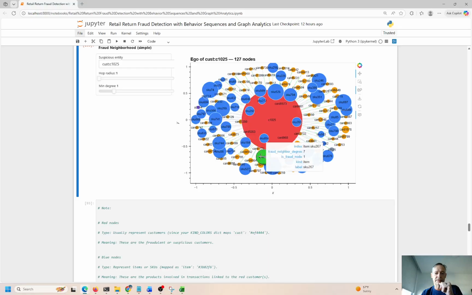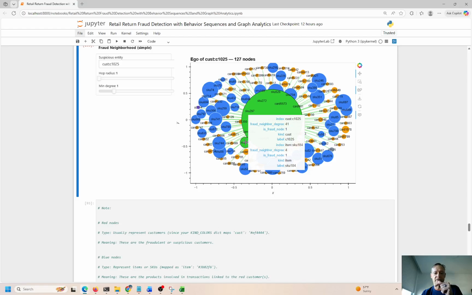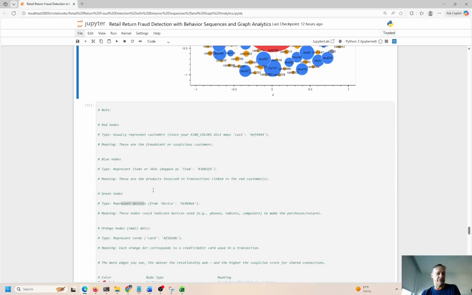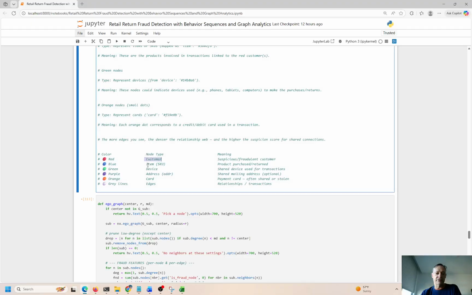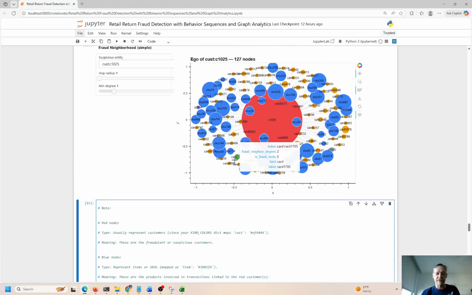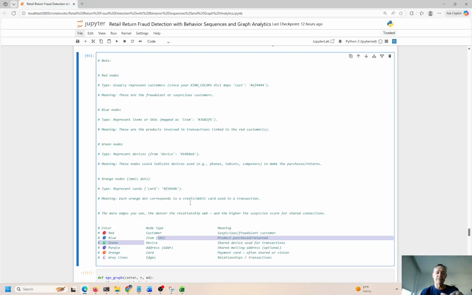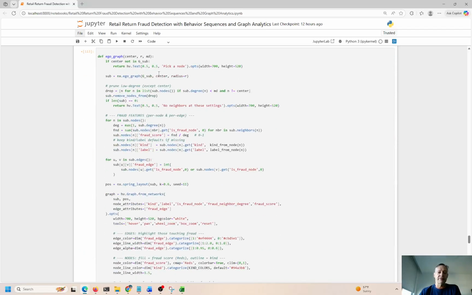That's interesting. Okay, here we have the SKU. So that is the item. These are the people over here, and these are the credit cards. Anything SKU is going to be a number, and anything orange is going to be a card. So that's indicated down here. Red is customer, blue is the item, SKU number. Green is device, purple is the address, orange is the card. So Visa, MasterCard, you can see that over here. These are card IDs. Each one is unique, hopefully. And the last thing, gray are the lines or the edges that connect all these relationships. All right, so hopefully that makes sense.